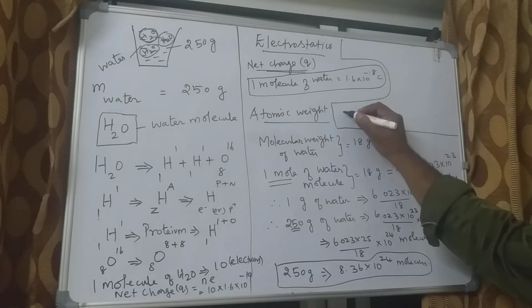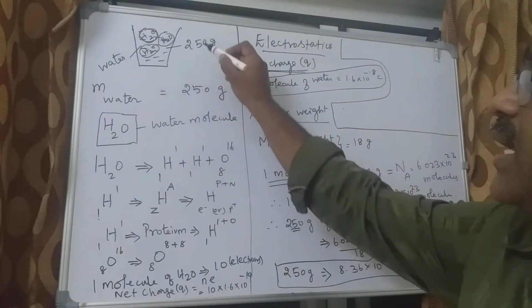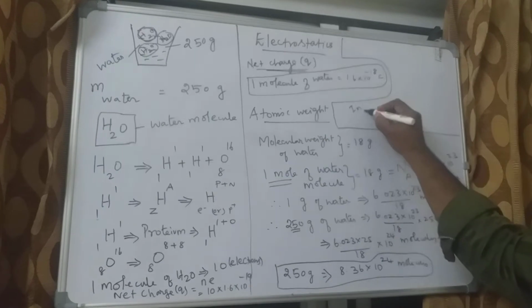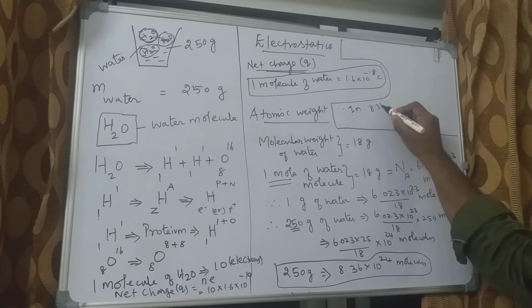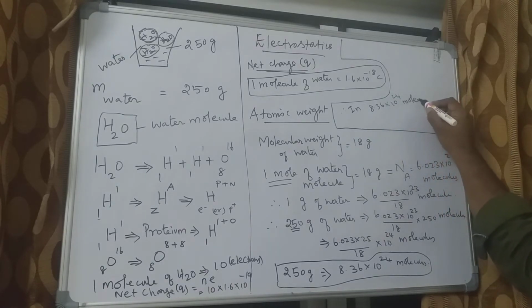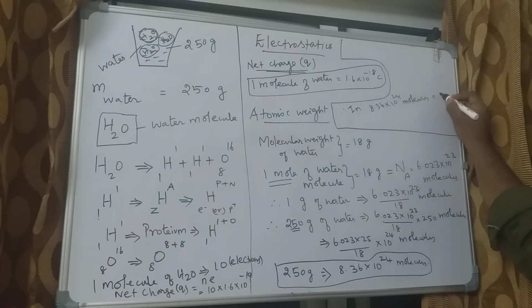Therefore, in this many molecules, that is in 250 grams of water, these many molecules are present. Therefore, in 8.36 into 10 to the power 24 molecules, what charge will be there? Now, what will be the charge?